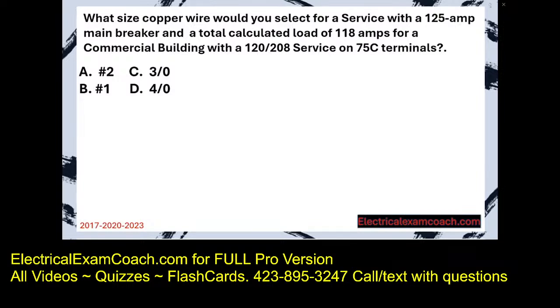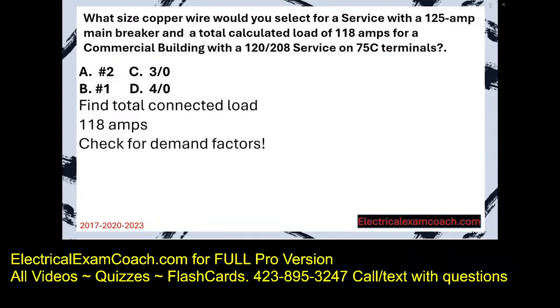What size copper wire would you select for a service with a 125 amp main breaker and a total connected load of 118 amps on a commercial building with a 120/208 service on 75-degree C terminals? Step 1, we're going to find our total connected load. In this case, they give it to us. It's 118 amps, but we must check for demand factors. In this case, there are no demand factors, so we're going to carry on.